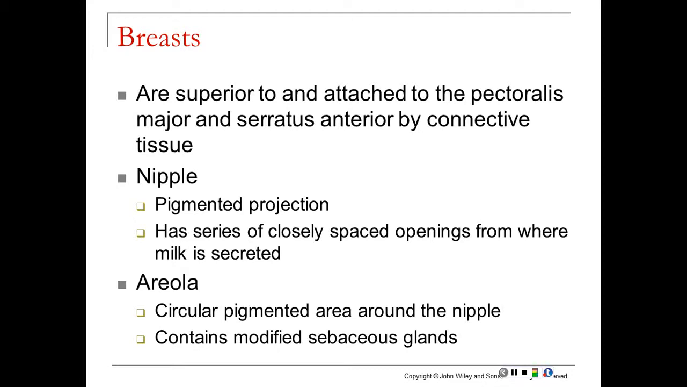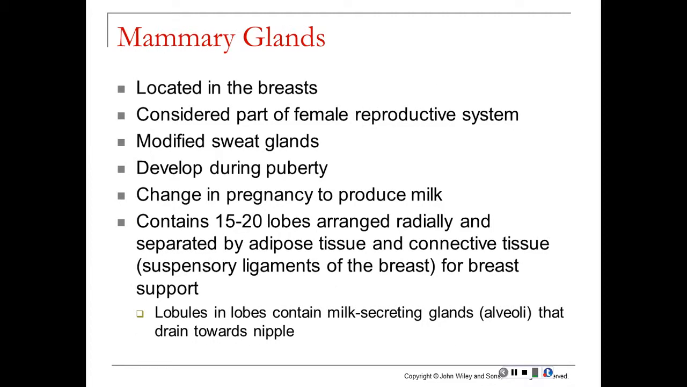The areola is the circular pigmented area around the nipple, and it has modified oil glands. The oil secreted from those glands has a scent, supposedly to help the newborn baby find and identify their mother. The mammary glands are inside the breast. They're considered part of the reproductive system.